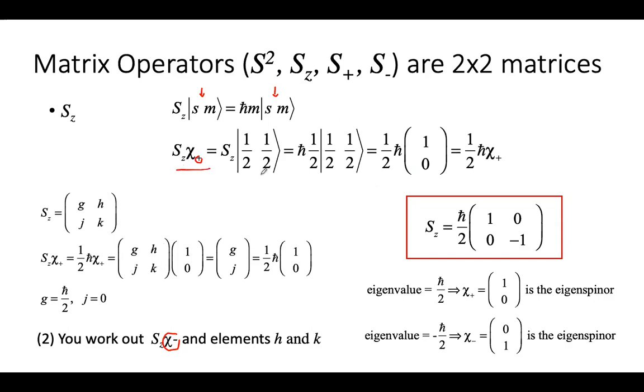And our job is to get these elements. Well, from this result right here, okay, if I operate this guy on the upstate like I just did, let's see, I get G times 1, H times 0, G, J times 1, K times 0, J. And that we just decided had to be 1/2 H bar over 2 times the upstate. And so you can see right away that guy right there has to be G. And of course, J is equal to 0. Okay. And so I factored out the H bar over 2, and I'm left with just 1, 0.